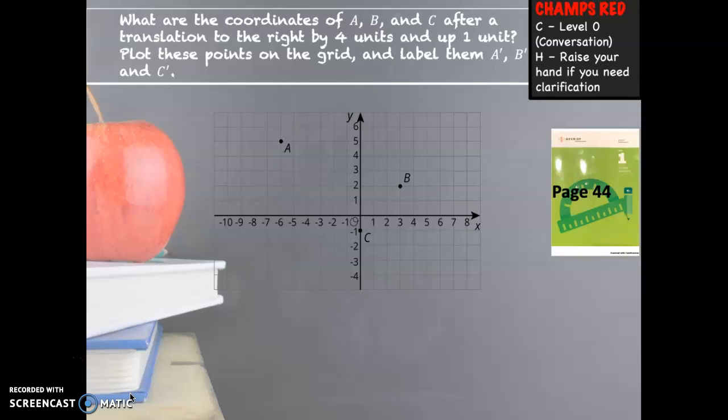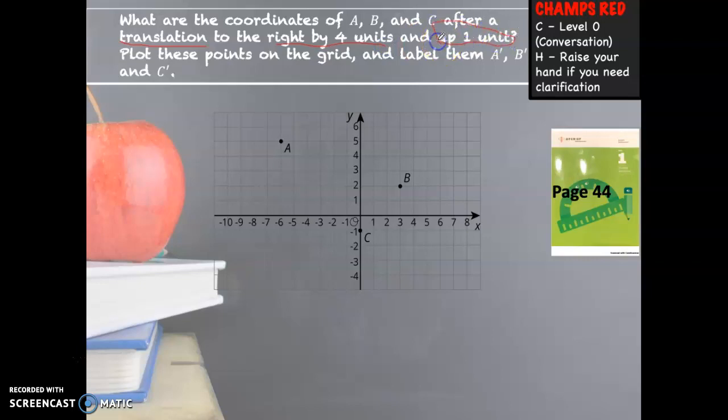On the first one, for page 44, it's asking for a translation. I showed A in class, but what we're going to do is pay attention to what this says here. It says, what are the coordinates of A, B, and C after a translation? So we know we're going to translate, which means to slide. And we are going to slide right 4 units, and we are going to go up a unit.